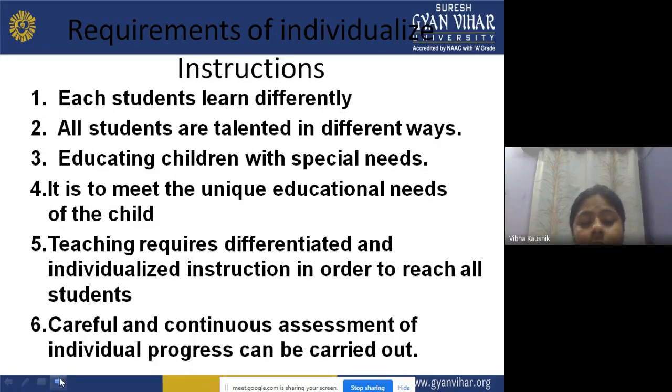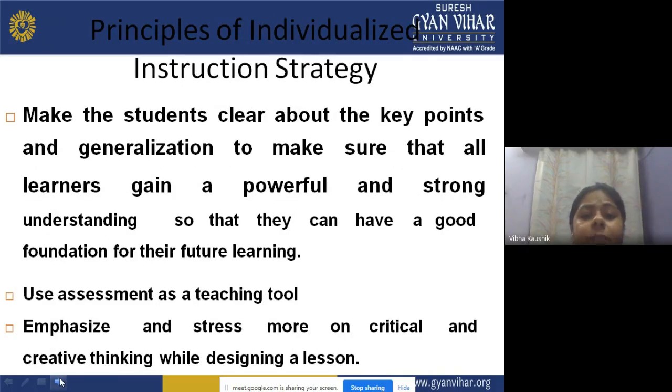Careful and continuous assessment, meaning regular assessment should be there, of individual progress, so how each individual is improving can be tracked. Now, principles of individualized instruction strategy. The first one is to make the students clear about the key points, what the main points are, and generalizations, to make sure that all learners gain a powerful and strong understanding.